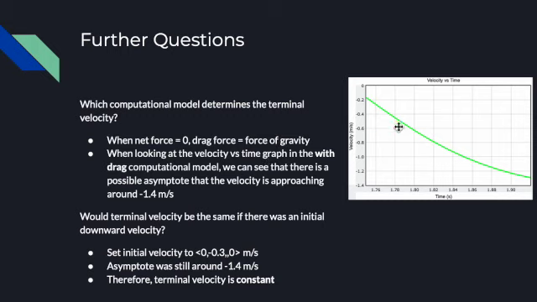And as you can see for this one, if you look at the velocity versus time, it seems to have an asymptote right around here. And then as for whether terminal velocity would be the same if there was an initial downward velocity, I put it in and tested it with a graph, and yes, it would be the same because the initial velocity doesn't affect the terminal velocity. Alright, yeah, thank you so much.